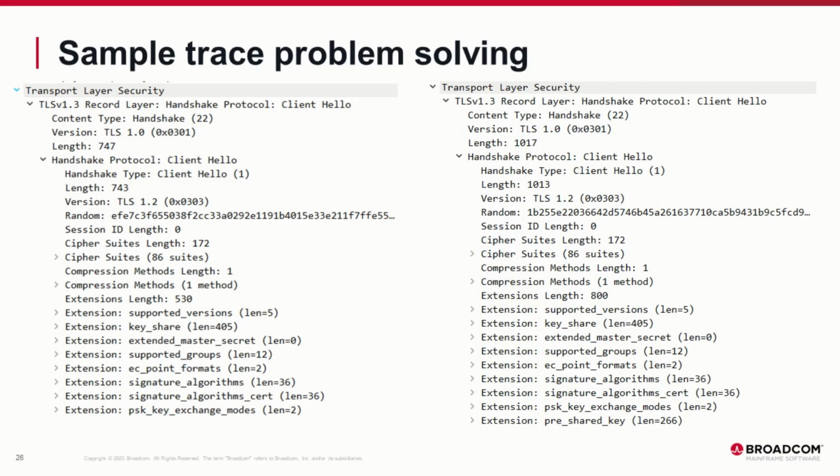So they all look pretty good, except at the very bottom, the left one just ends with this PSK key exchange. But on the right, we see this additional extension that's the pre-shared key, right? So that indicates to me that there's potentially a problem with this pre-shared key. The first request doesn't have that pre-shared key, whereas the second one does. So I immediately think, hey, this is potentially a problem. What might be wrong here, right?